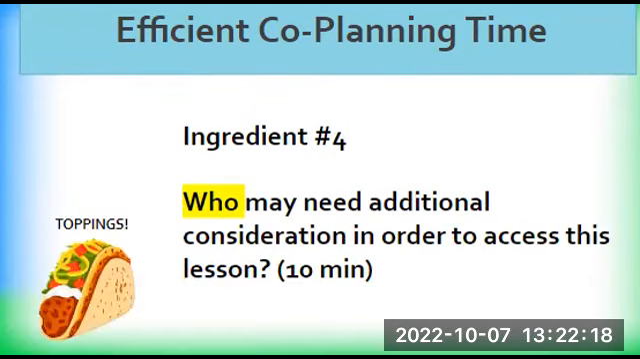Who may need additional consideration is ingredient number 4, the who. So what do our students need for accommodations? Do we have that flash IEP right next to our lesson plan so we can reference it in order to create that plan? Okay, so think about that. Notice that these areas are also timed.